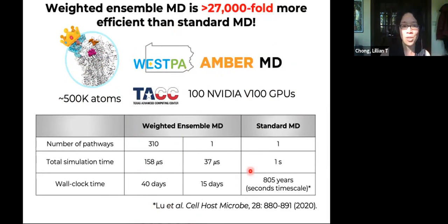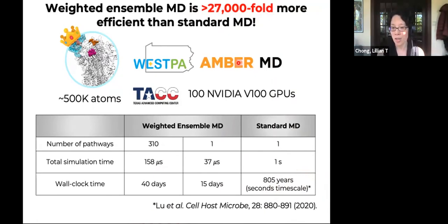If we were to generate just one pathway, that took about 15 days. And since this is a seconds time scale process, standard MD would have required hundreds of years to generate just one event. And so this is indicating that weighted ensemble MD is at least 27,000-fold more efficient than standard MD.